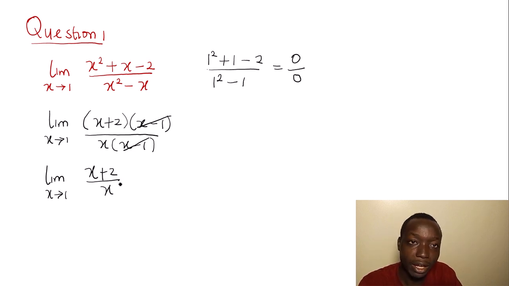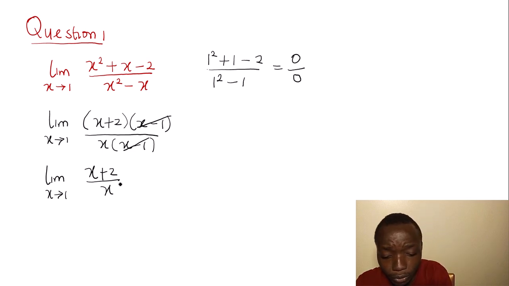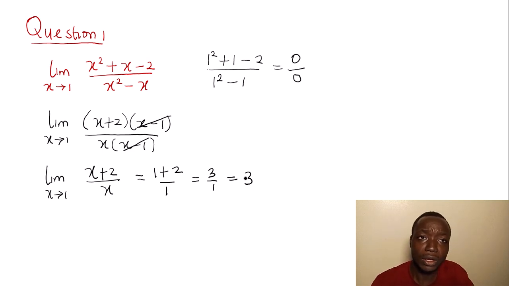Getting back to this question, you see that x minus 1 cancels x minus 1 and you're left with the limit as x approaches 1 of x plus 2 over x. Now you can go ahead and do your direct substitution. That's why this method is called factorization plus direct substitution. You first factorize, then you attempt direct substitution again. Remember that direct substitution failed at the first attempt. If you substitute this, you're going to get 1 plus 2 over 1. So this gives you 3 over 1. So your answer is 3. The limit for this function is 3.